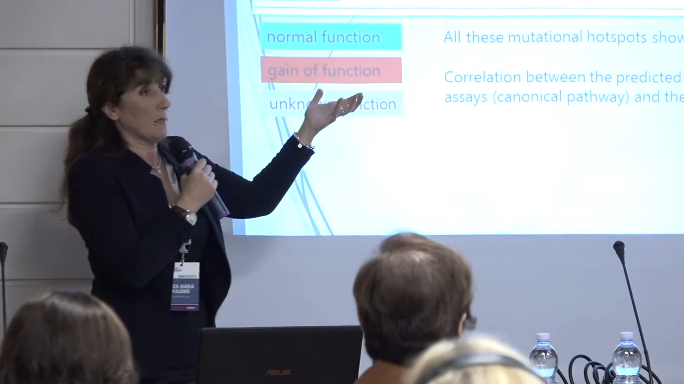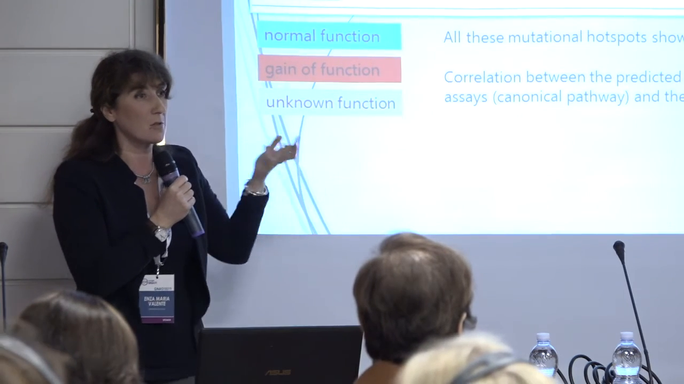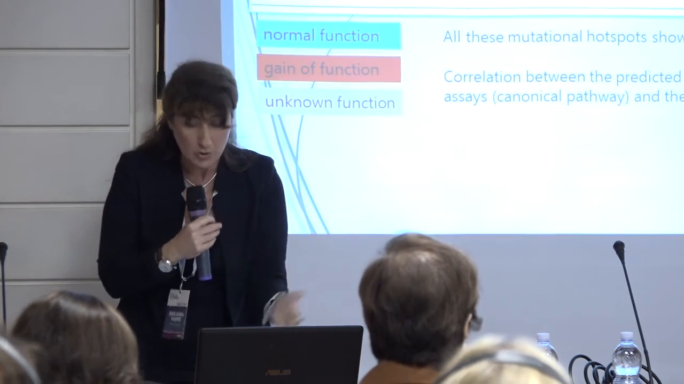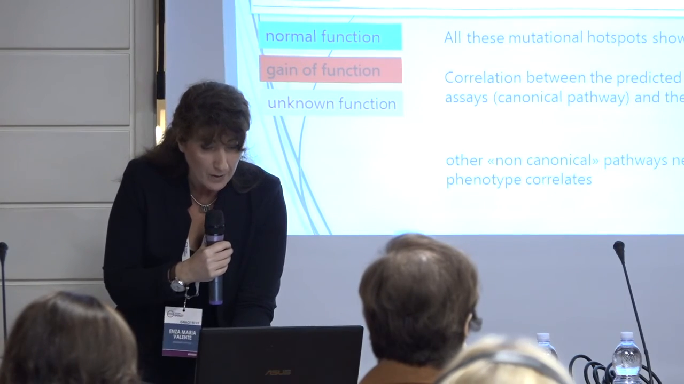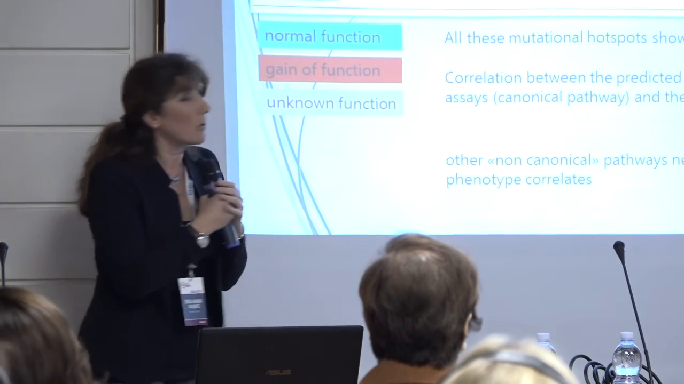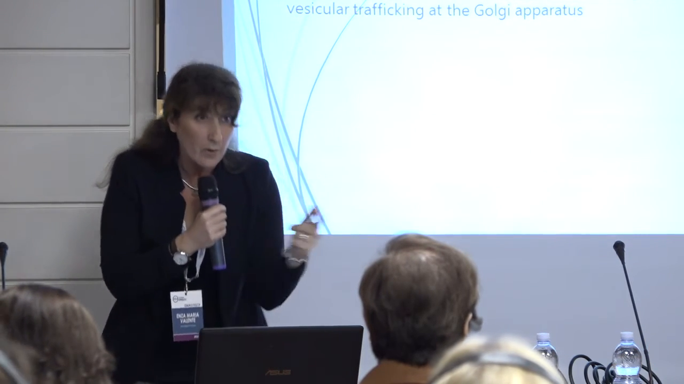Nevertheless, if we have a normal function on cyclic nucleotides, then the mechanism must be different, because if the pathway doesn't change, there must be something that justifies also the phenotype. And these are other things that we do not know yet, non-canonical pathways that we should take into account.